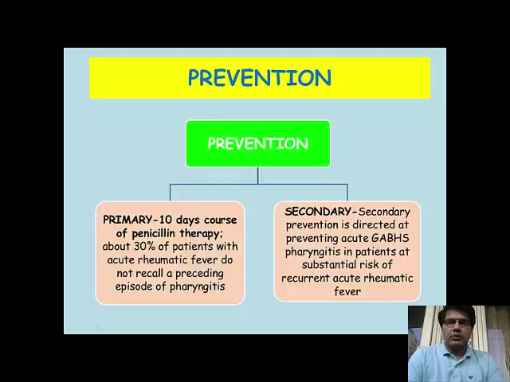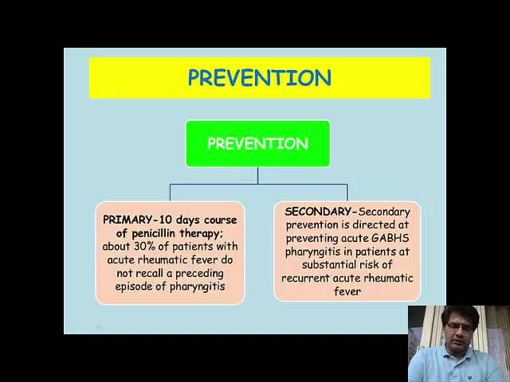So, how do you treat and manage? In primary prevention, if you have a sore throat, automatically in children, then please give penicillin therapy. And if you don't have penicillin, at least give azithromycin or something like that. Okay. So treating sore throat is very important.